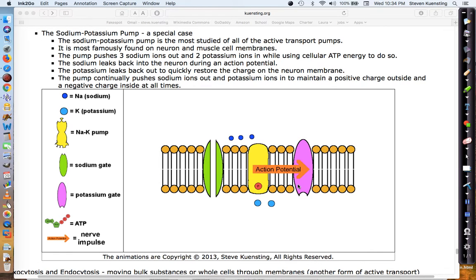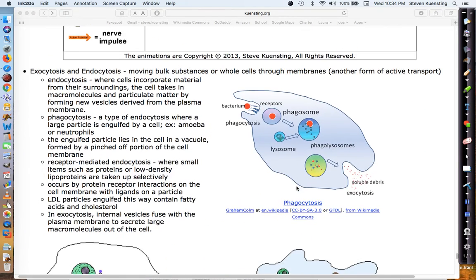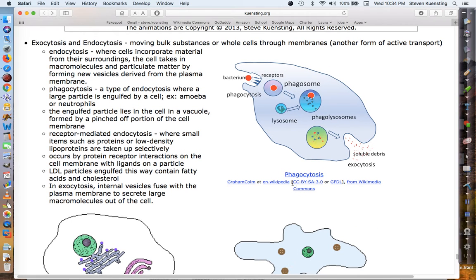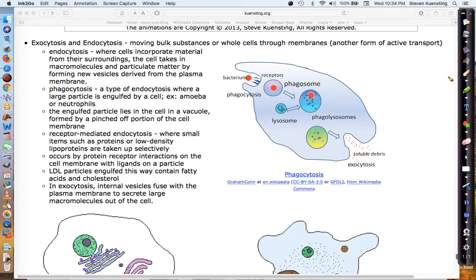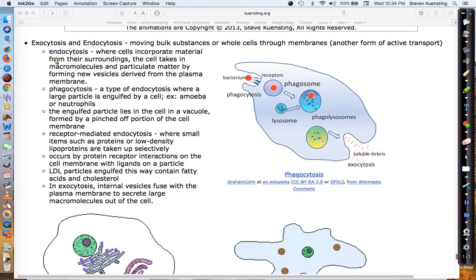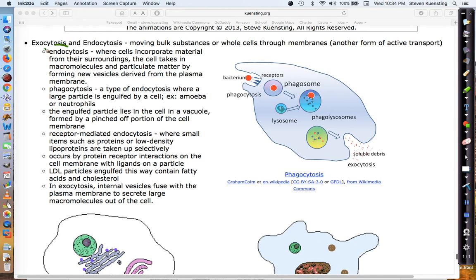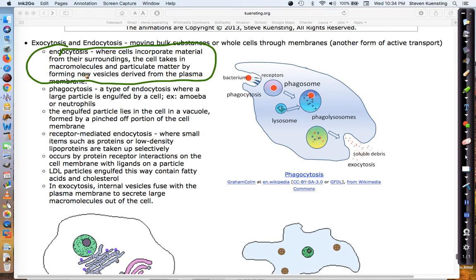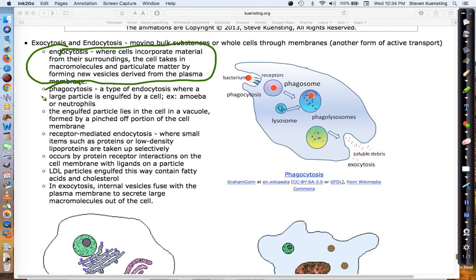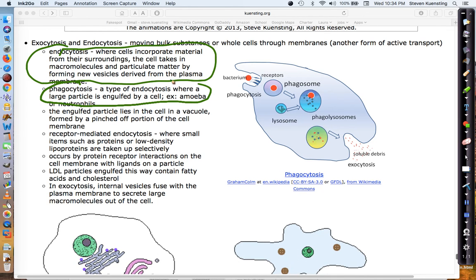That brings us to the last parts of the chapter here, which is exocytosis and endocytosis. It turns out cells also have ways of moving whole cells in and out of themselves. Endocytosis is where cells engulf whole materials from the world around them. Phagocytosis is the engulfment of whole cells.